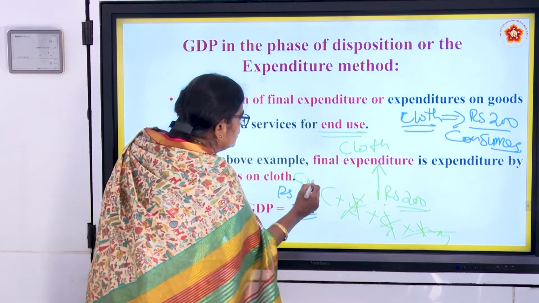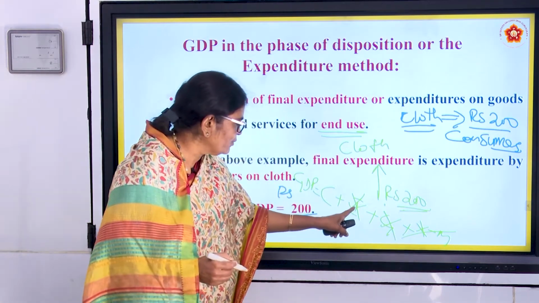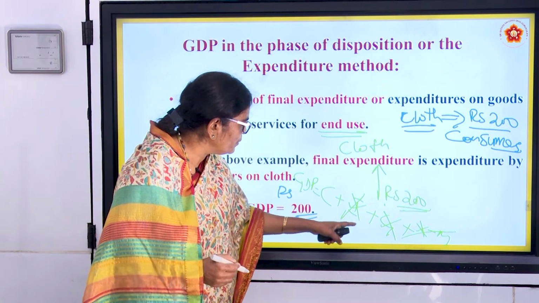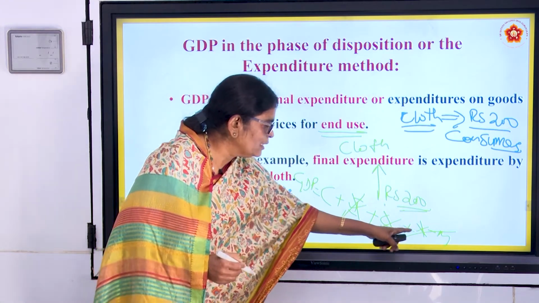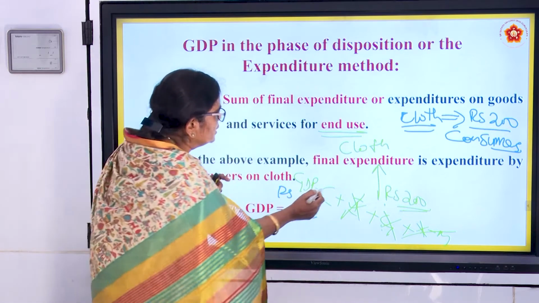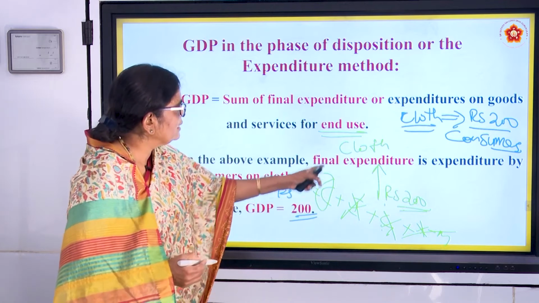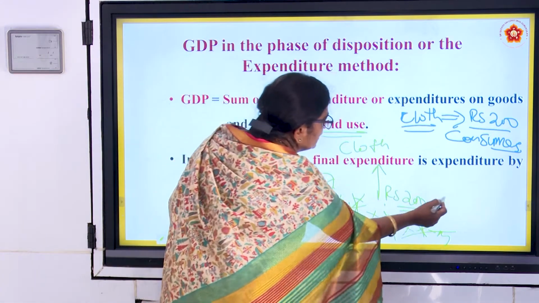Therefore, GDP is equal to C plus I plus G plus X minus M. Here we don't have investment by private companies, government sector is not there, net export and import is not there. Only we have consumption expenditure. Therefore, GDP is equal to straight away C. What is C? Cloth was consumed by consumers.